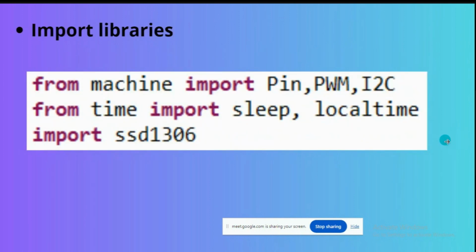In our activity, first we need to import the necessary libraries and the necessary classes in those libraries. These are the three libraries we are going to use. The machine library: from the machine library we are importing the Pin class, PWM class, and the I2C class. And from the time library, we are importing the sleep and localtime classes. And as we are using the display, we use the SSD1306 library. Okay, let's go to Thonny and import these libraries and classes.